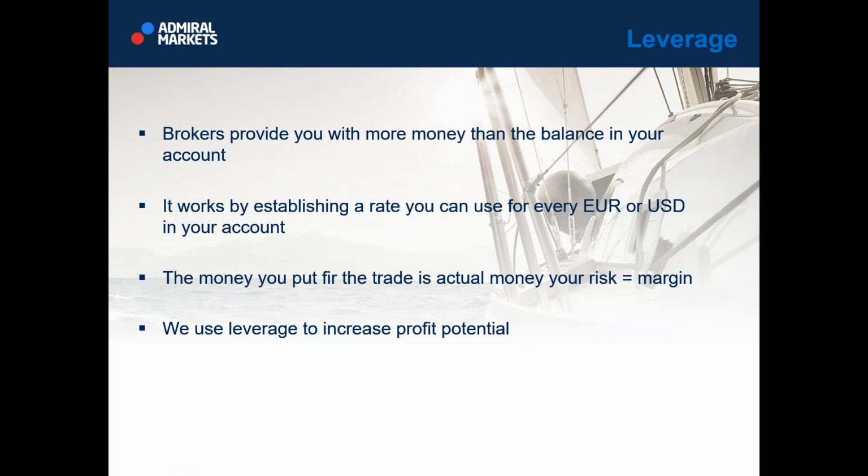So what is leverage basically? Leverage is, simply put, brokers provide you with more money than the balance in your account. It works by establishing a rate you can use for every euro or dollar in your account. That means that the money you put for a trade is the actual money you risk. It's also called margin, or the amount you risk. So the money you put for a trade is actual money. It's your risk and it's margin. So we use leverage to increase profit potential. That is why we use leverage, to increase profit potential.